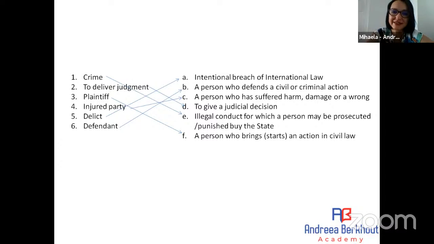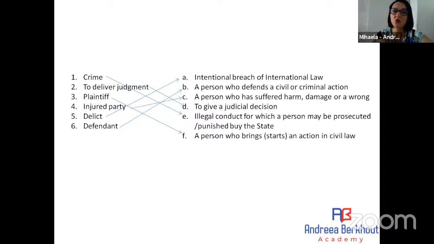Yes. Okay, very good. Then we have the last one, defendant, which is a person who defends a civil or a criminal action. I guess that some of these words are known, we've kind of encountered them maybe in different contexts, if we also have a little bit of knowledge of English or a little bit of exposure to English. So this is that for our terms.